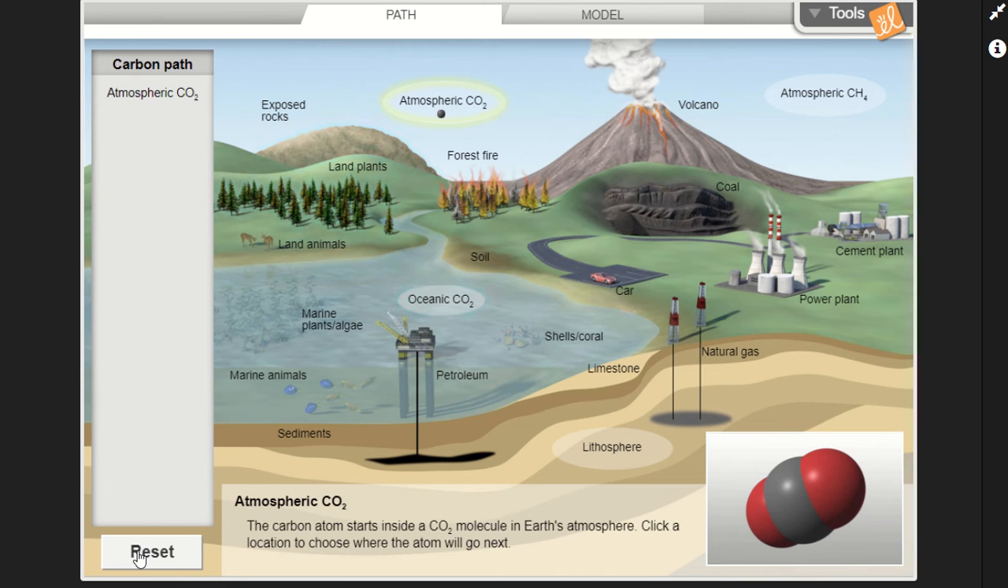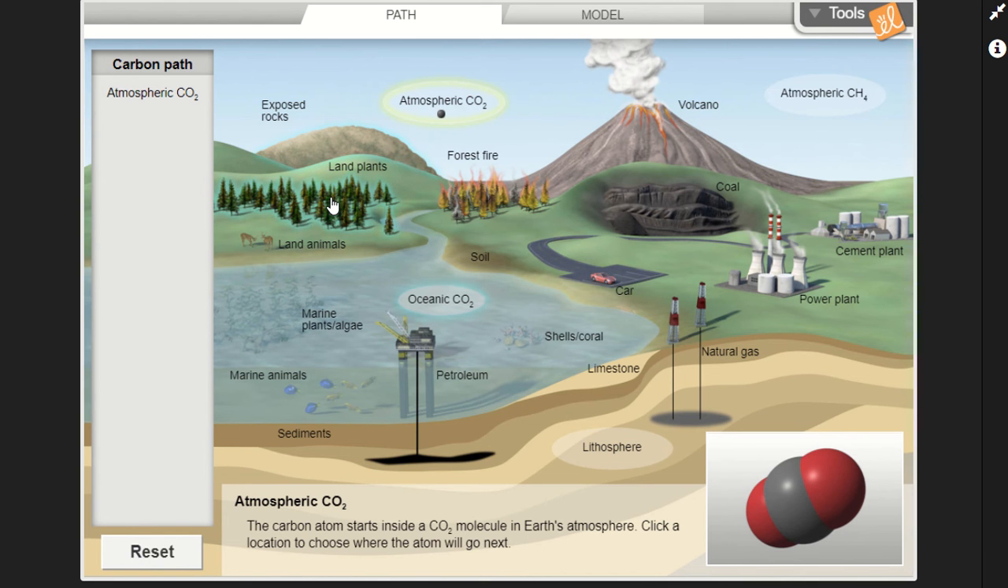So I'm going to click reset and move on. If you need to pause at any time, please feel free to do so. So number 4 says, explain, based on the gizmo, how the following transitions might take place, okay? So describe at least 2 ways that carbon can get from the land plant back to the atmosphere.